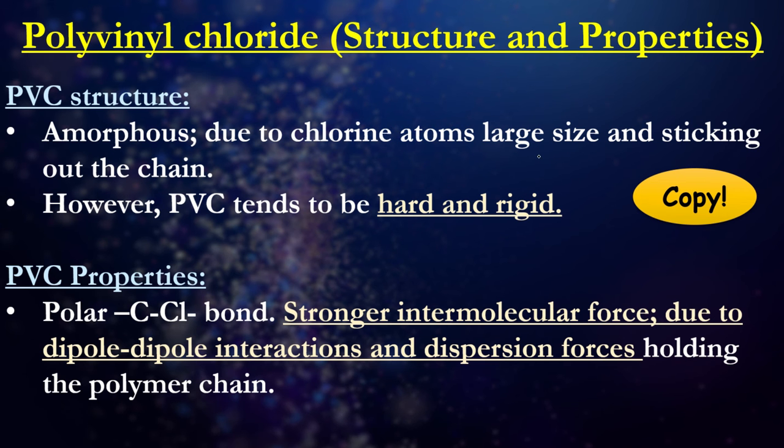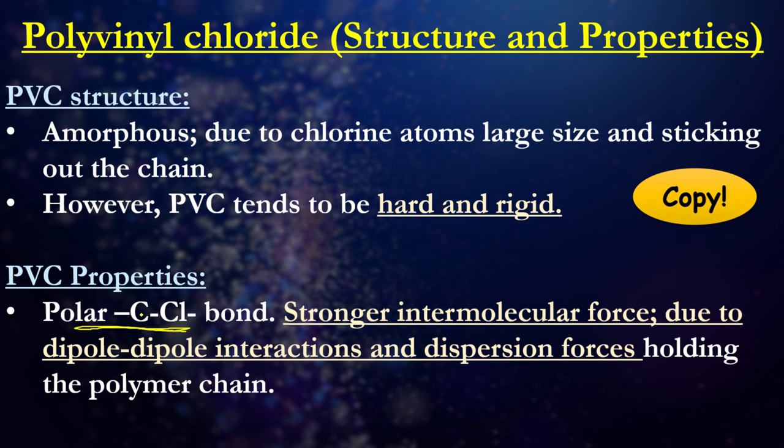Okay, so due to this large size, it really sticks out in the chain, and so that makes it a very disordered type of chain structure. But unlike the low density polyethylene, polyvinyl chloride tends to be more hard and rigid. The other thing that it has that's slightly different is it has a polar bond.